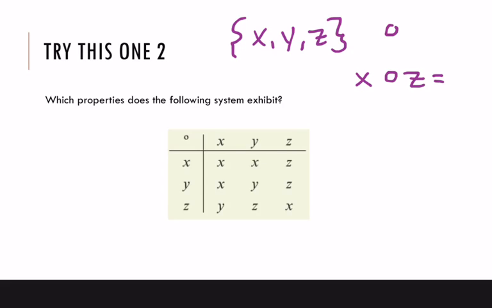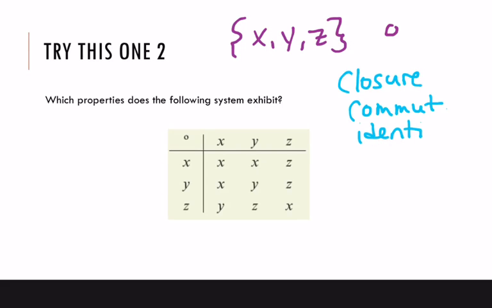Alright, so we talked before about properties that a mathematical system can have. So take a minute, review if you need to, if you want to pause the video and recall what those are before we move on. Alright, so the 5 properties we are checking would be closure, commutative, identity, inverse, and associative.